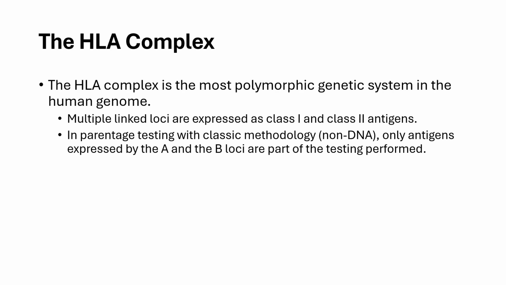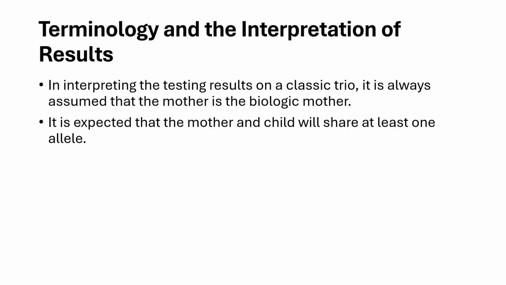So the HLA complex is the most polymorphic genetic system in the human genome. It consists of multiple linked loci expressed as class 1 and class 2 antigens. In classic non-DNA parentage testing, only antigens from the HLA-A and HLA-B loci are tested.